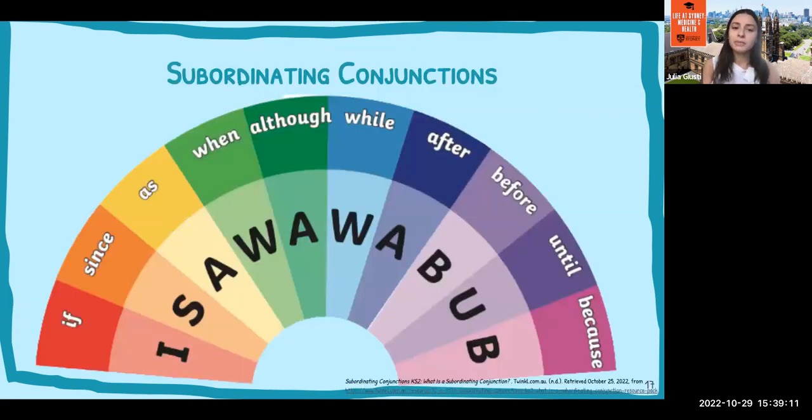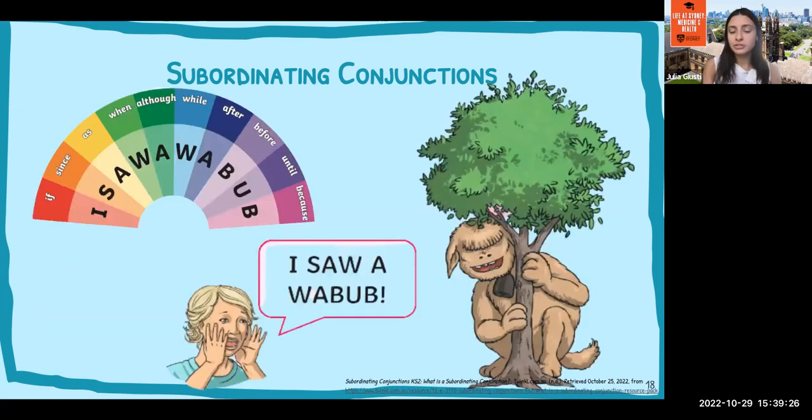We can remember the 10 main subordinating conjunctions using the acronym I SAW A WABUB, and these stand for: if, since, as, when, although, while, after, before, until, and because. A wabub, being described as a rare monster, can be a fun way for students to remember the acronym.